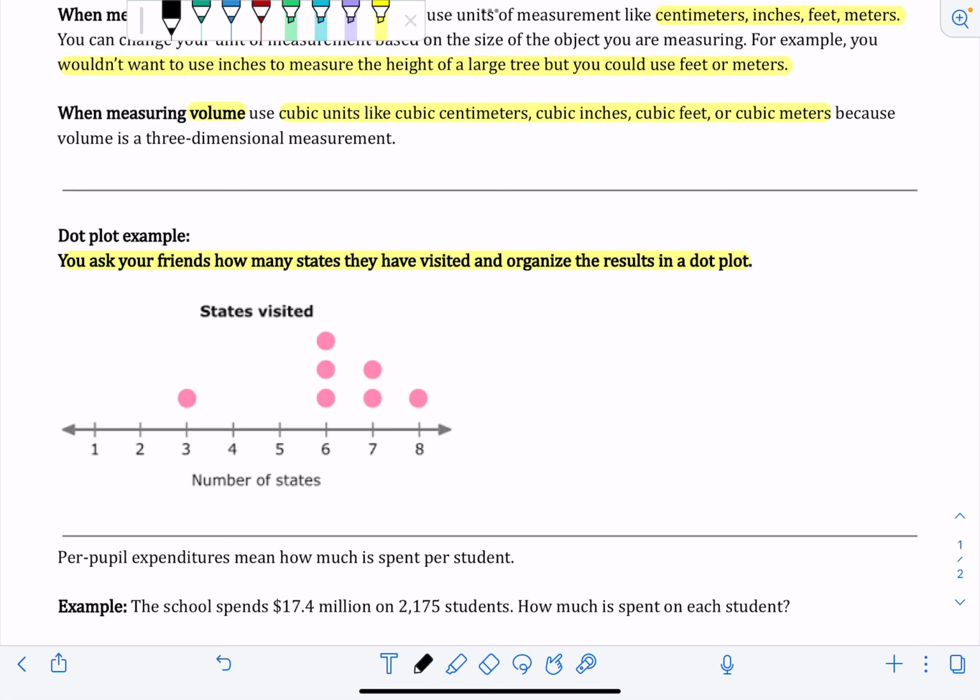So this would be one friend that went to 3 states. And then each of these dots right here, those are 3 different friends that have been to 6 states. These are 2 different friends that have traveled to 7 states, and then 1 friend went to 8 states. So each of those dots represents a friend who has traveled to that many states, the amount that they're hovering over, basically.